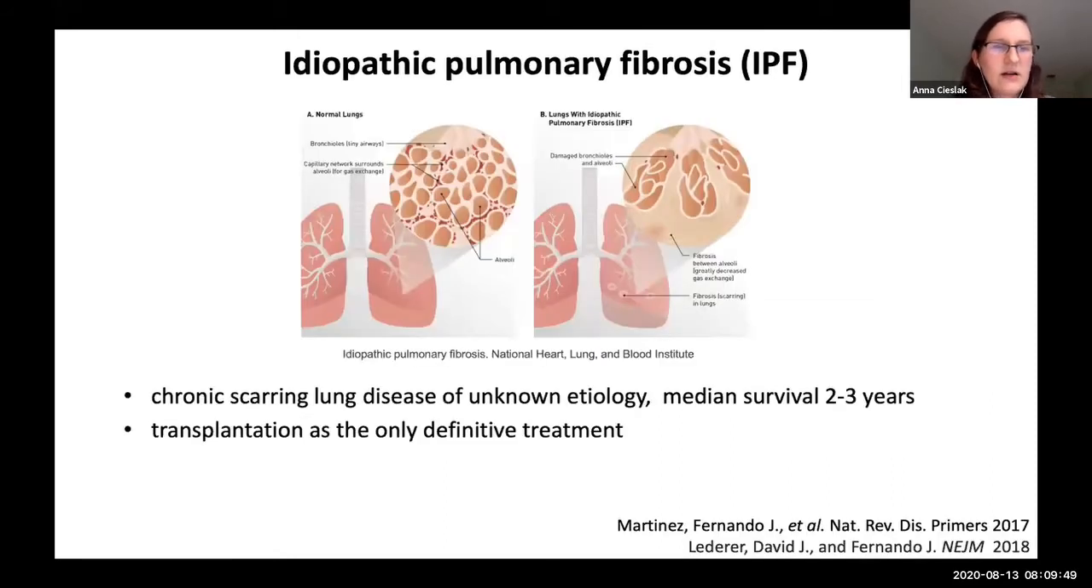This is a progressive and ultimately fatal disease that is characterized by fibrotic obliteration of lung alveoli, leading to respiratory failure. Unfortunately, therapeutic options are extremely limited, and the only definitive treatment that is available for now for those patients is a lung transplantation. So far, the etiology and pathogenesis of IPF are still unclear.